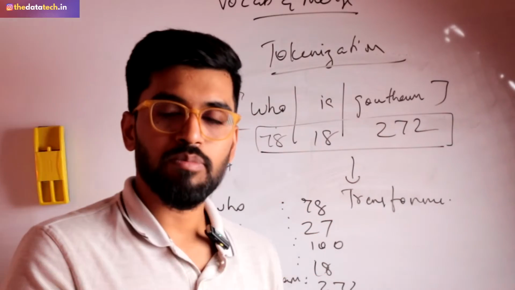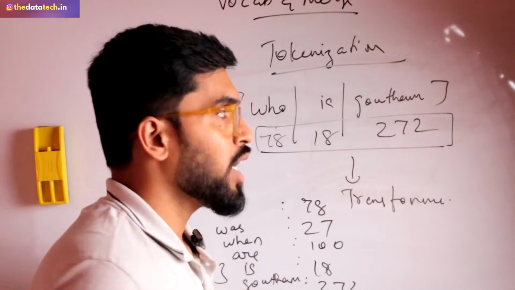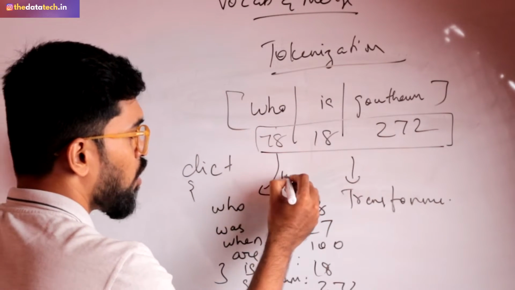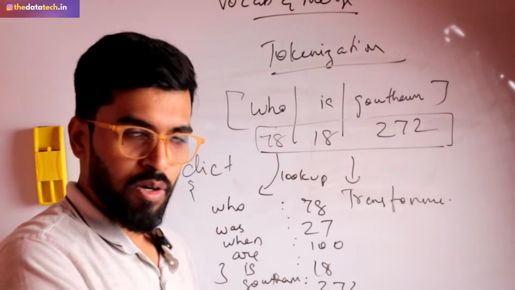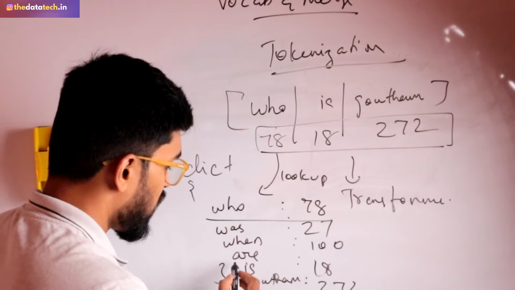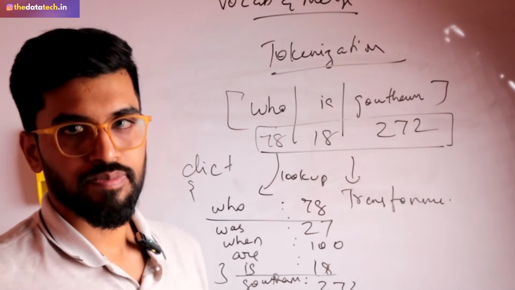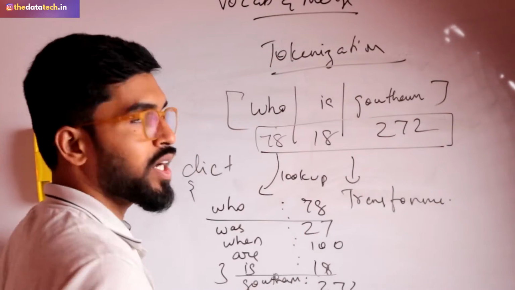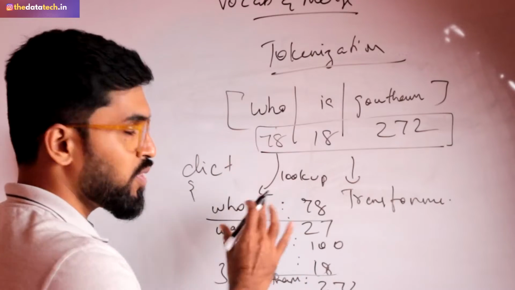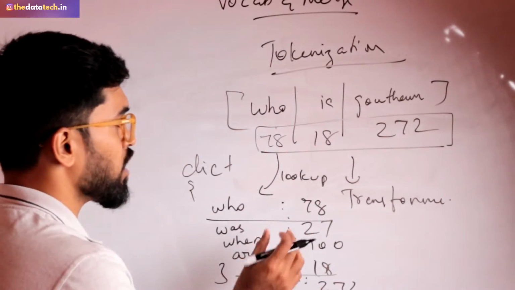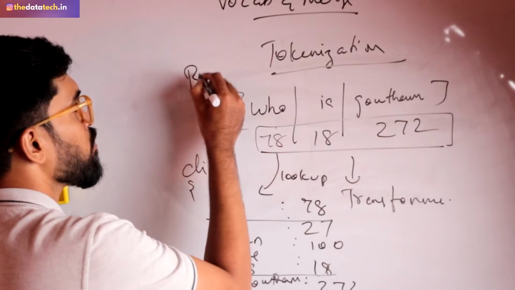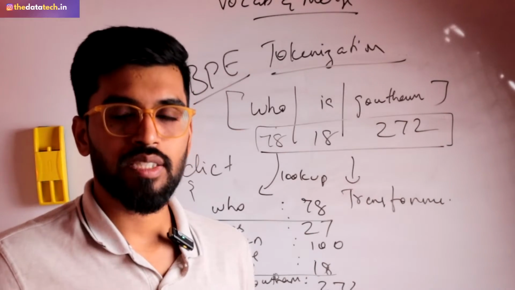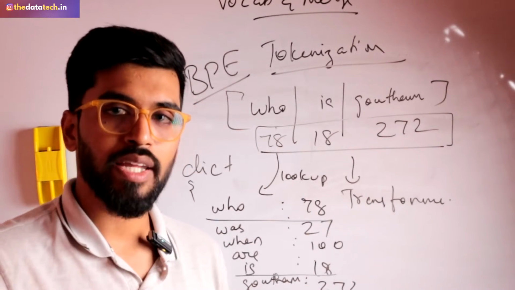Now, whenever some words come as input to ChatGPT, the tokenization process splits them into tokens and refers to the dictionary, and we call this a lookup process. It does a lookup, and it comes to know that who is 78, is is 18, and Gautam is 272. So this is what it does. The complete part, the creation of the dictionary and maintaining the dictionary, and this number generation, is all done by an algorithm called BPE, Byte Pair Encoding. This algorithm does the complete process.